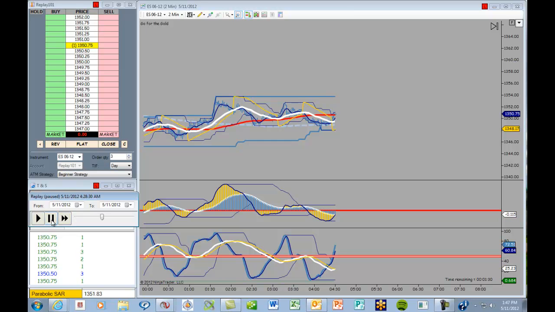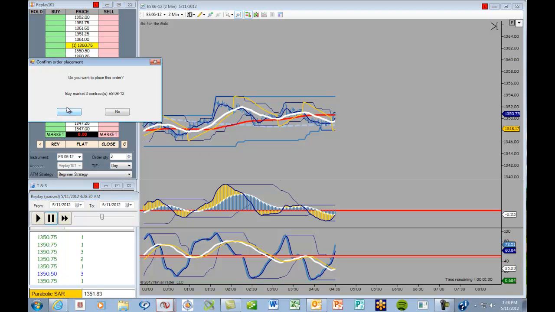Okay, now let's see what we got going on here. The price is sitting on the long-term moving average, which is going to act as support, and we have a bullish crossover on the MACD, bullish parabolic, and both stochastics are heading up. So let's get long.